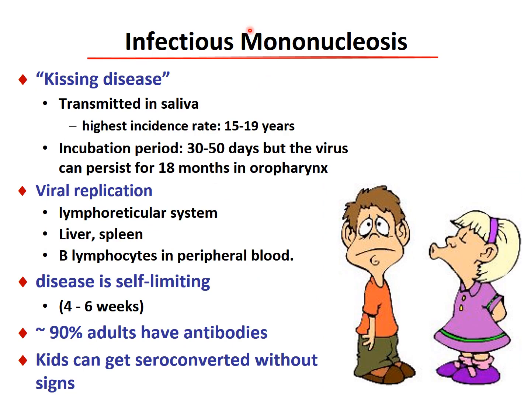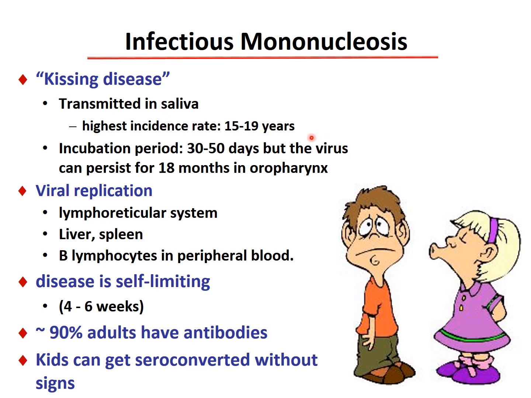Now, let's start and talk about infectious mononucleosis. As I mentioned, this virus is transmitted by saliva. The highest incidence rate is between 15 and 19 years. Usually everybody gets it by this time. The incubation period is not so short. It can be about 30 days or 50 days.